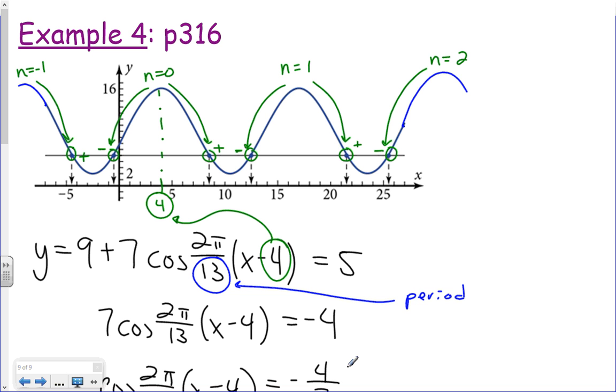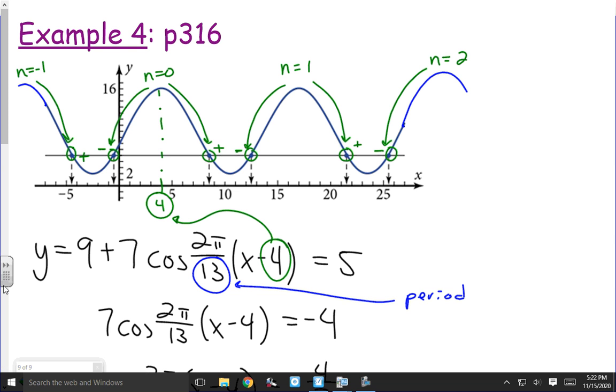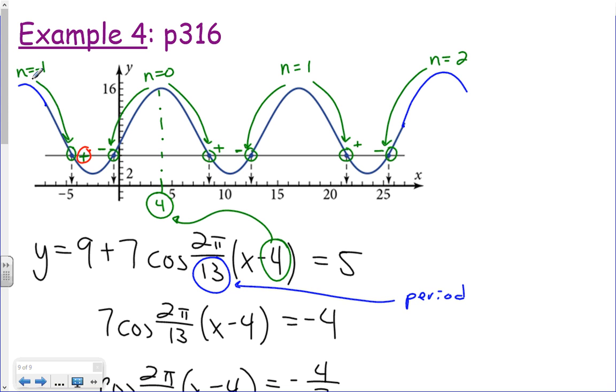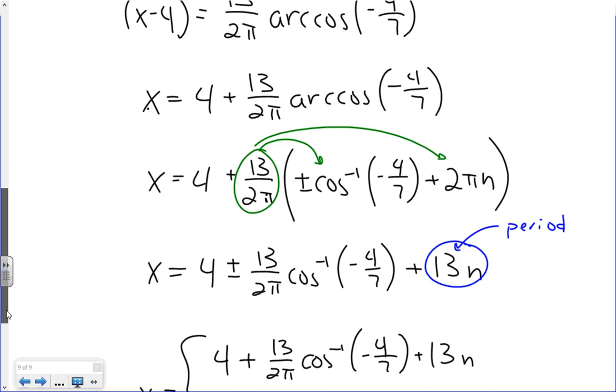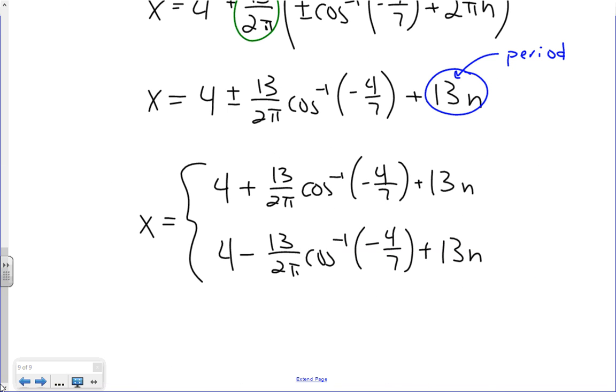So now, notice the values of n that I need to get my positive solution. So here's a positive solution. That's going to be with n equal to negative 1. Here's another one. That's with n equal to 0. And here's another one, and that's with n equal to 1. So for the positive solutions, I need n equals negative 1, 0, and 1. So I'm going to add that down here. So for the positive, I'm letting n equal negative 1, 0, and 1. Those are the values that I'm plugging in for n right here. If I plug those 3 numbers in, I'll get those 3 solutions.